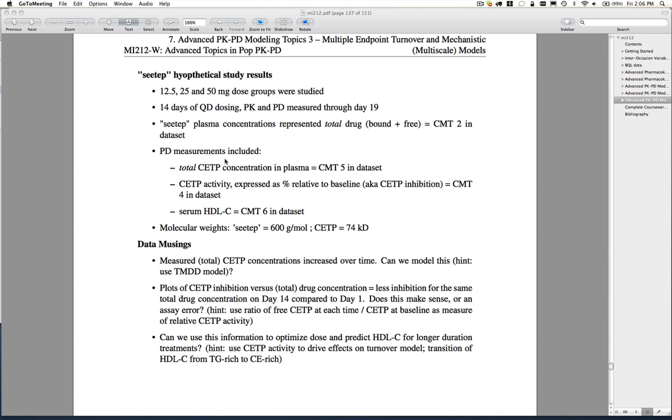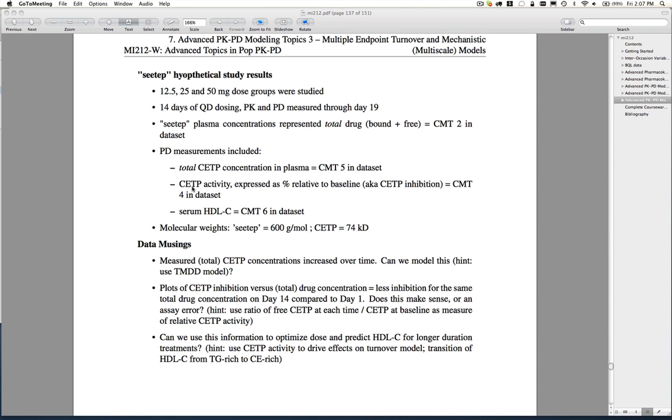Our PD measurements, we have the receptor itself, the transfer protein CETP, and again, that's measured as a total concentration in the plasma. The plasma is drawn, and the amount of CETP that's in there isn't differentiated between its free or its bound form. And so that value represents compartment 5 in the data set.